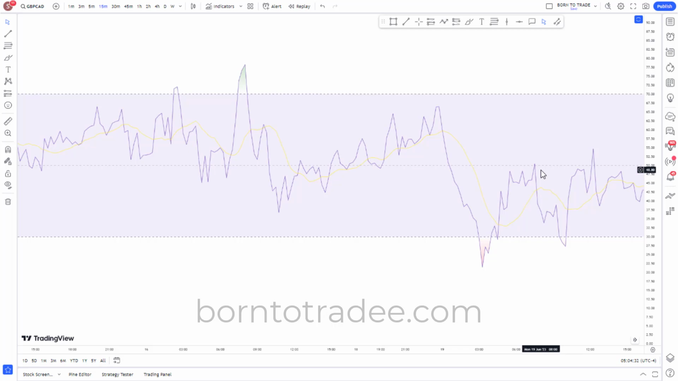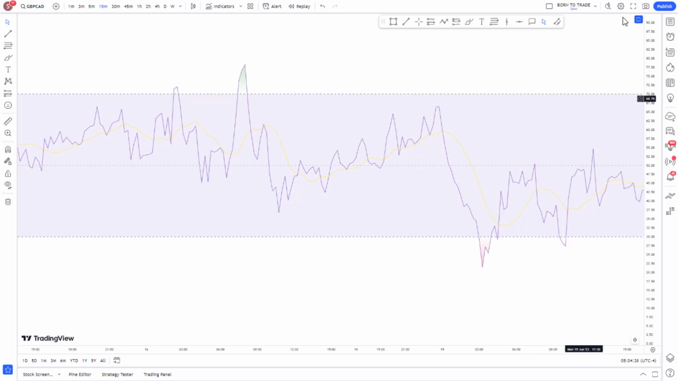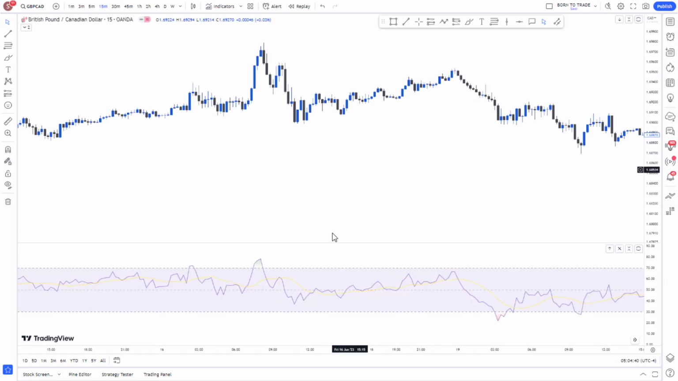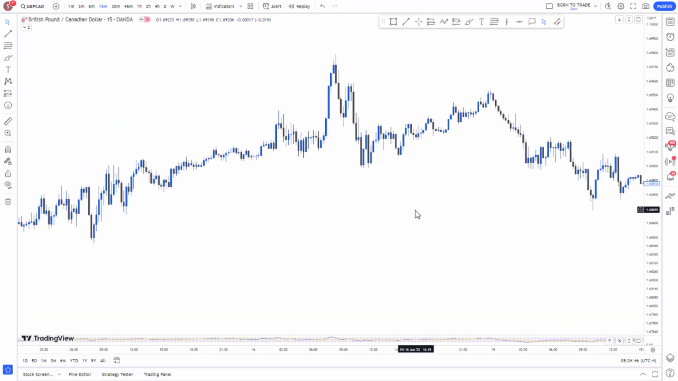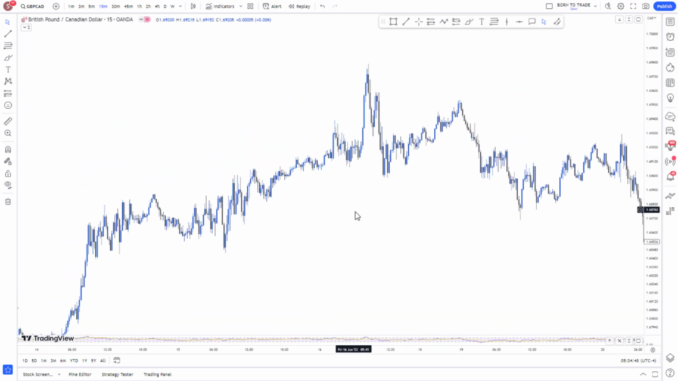This indicator can serve many purposes, but what I want to show you in today's video is how to use it for divergence, combining it with price. So let's jump straight into it. Back to the charts. We're going to remove the indicator for now and focus on what we see on the price charts.